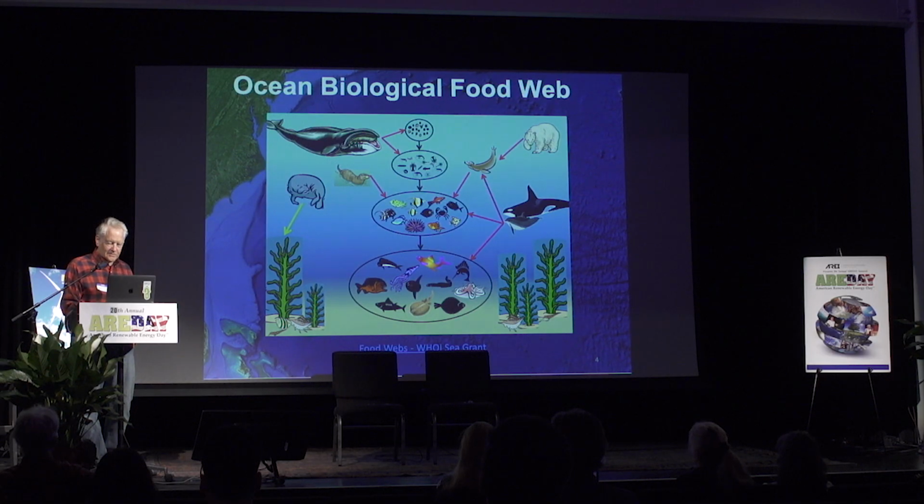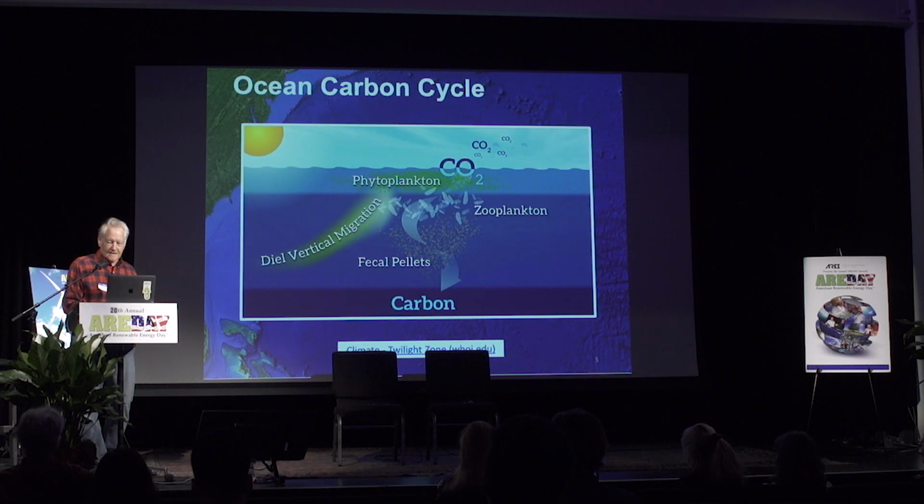And they, in turn, are food supply for small fish, crabs, other ocean creatures. And then you have the larger fish and then the top predators, sharks, tuna, and so on. So that's the ocean biological food web that we all depend on. And related to that is the ocean carbon cycle.